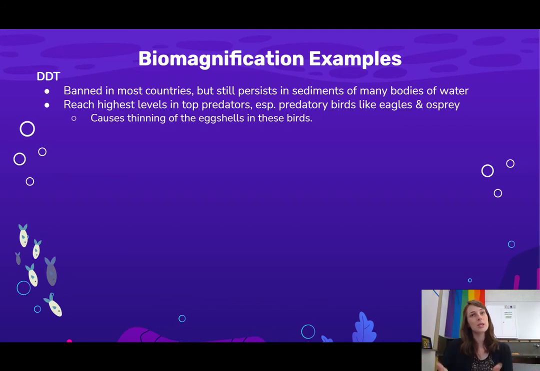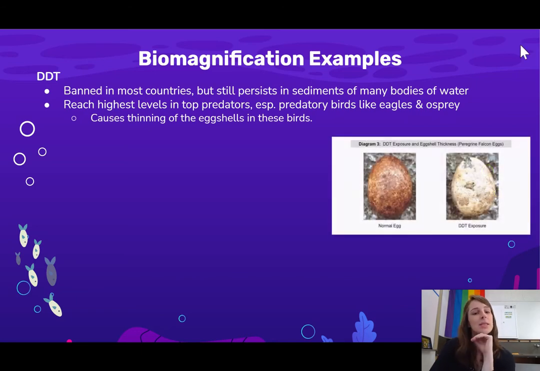But one of the things that was interesting about DDT, and ultimately why it got banned, is because our predatory birds, like eagles and ospreys, got a lot of it, and come to find out, DDT actually causes thinning of the eggshells in birds. So if you look at this diagram here, this would be a normal egg, and this would be a DDT-exposed egg.